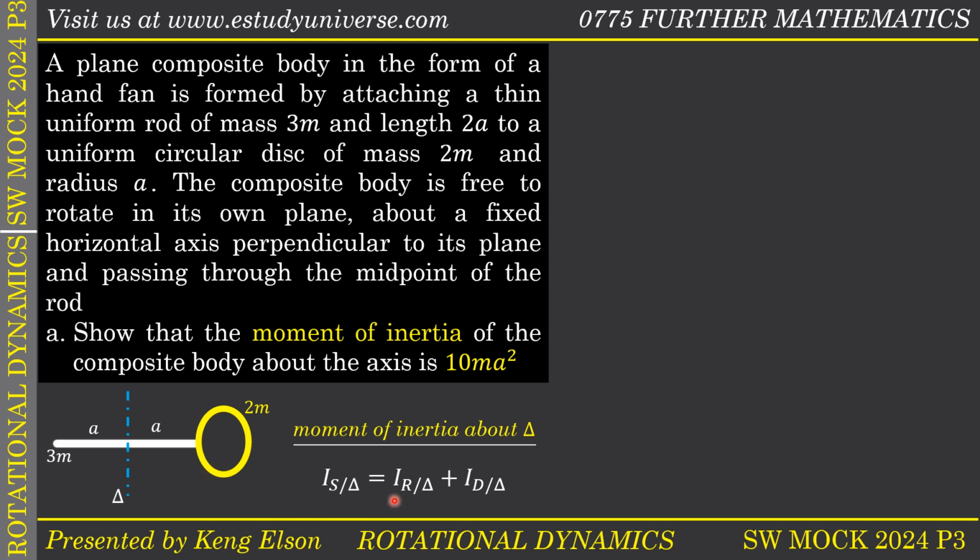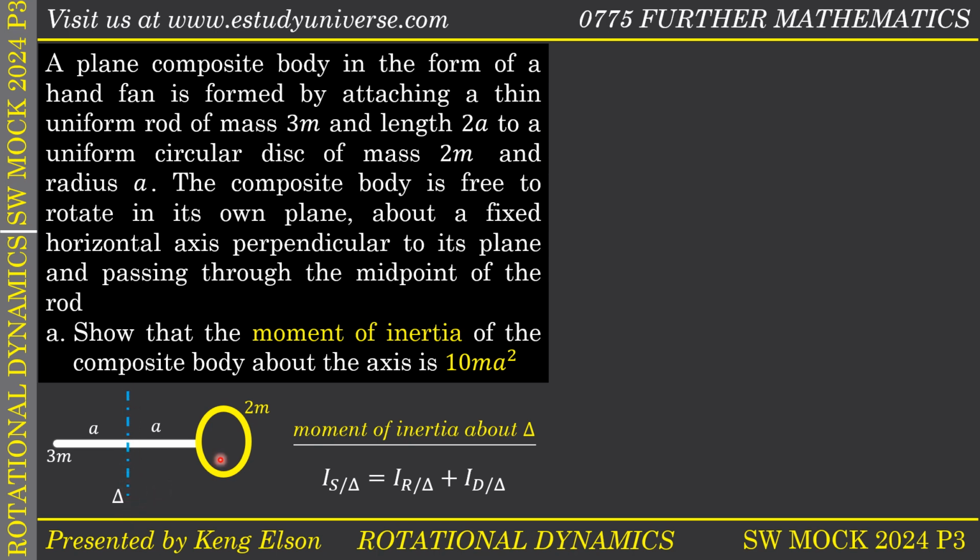Okay, now we are going to find the moment of inertia of the rod about the axis, then later we find the moment of inertia of the disc about the axis. So let's begin with the rod. The moment of inertia of this rod about the axis can be interpreted as the moment of inertia of the uniform rod about an axis passing through the center and perpendicular to the rod.